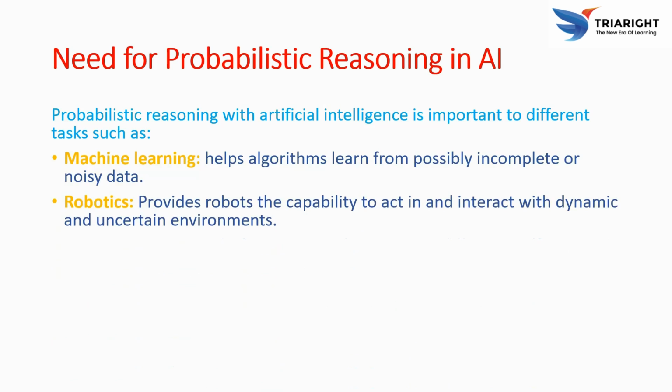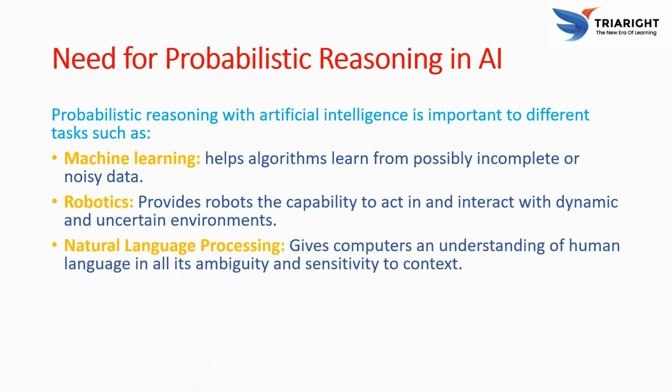We have robotics. Probabilistic reasoning provides robots the capability to act in a dynamic and uncertain environment. Robots constantly face changing and unpredictable interactions. Probabilistic models help them to estimate their own positions, their locations, and the likelihood of different outcomes when performing actions, enabling them to navigate and manipulate more efficiently.